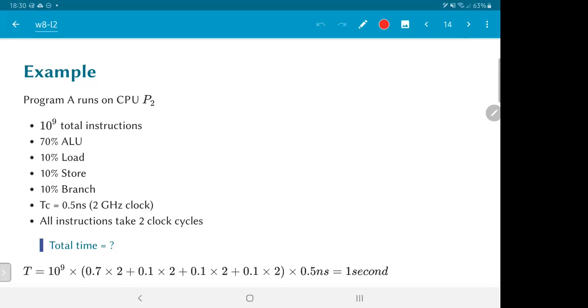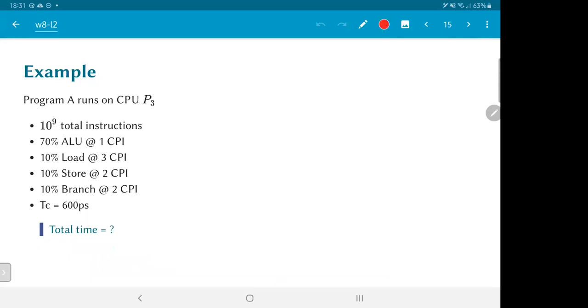10 to the power of 9 into the average CPI, which in this case is 0.7 into 2 plus 0.1 into 2 plus 0.1 into 2 plus 0.1 into 2. In other words, as expected, all instructions take 2 clock cycles. The CPI is equal to 2. Therefore, the total time required is exactly the same, 1 second. Even though the clock period became faster, each instruction took twice as long, and therefore the total time required for the program remained exactly the same.